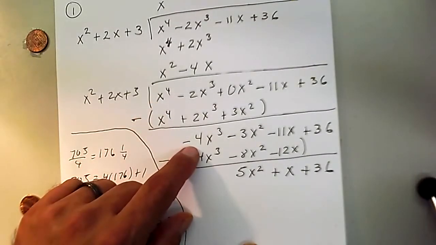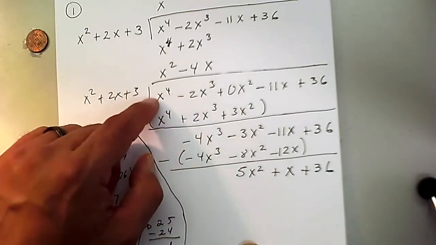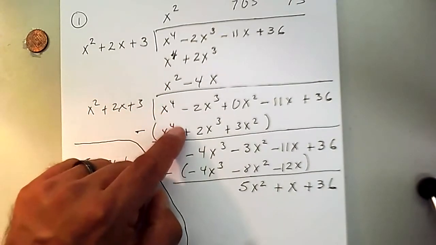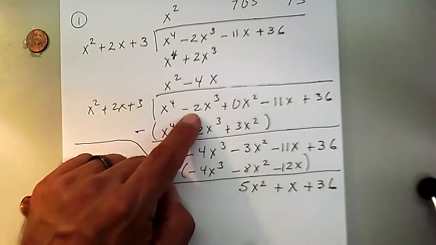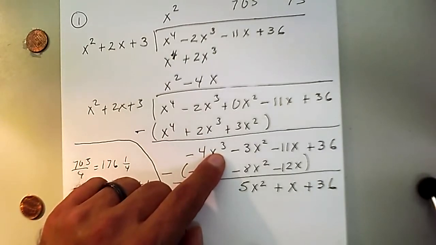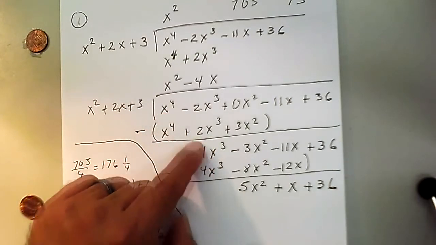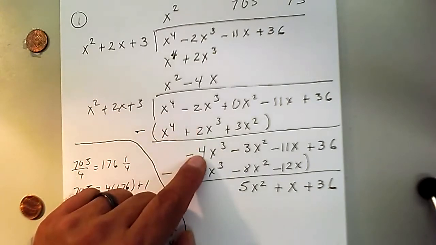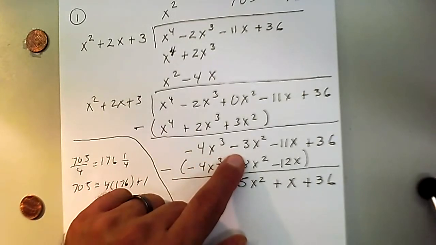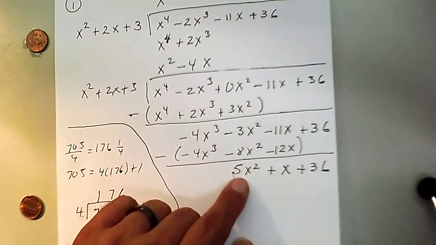The x cubed is gone. By the way, it's not that the 2 is gone. As a consequence of knocking the x to the 4 down, we have to change the 2x cubed into negative 4x cubed. As a consequence of knocking down this next term, it changed from negative 2 to negative 4. But that's okay. We knock it down. As a consequence of that, this negative 3 becomes positive 5x squared. And then we knock this one down next.